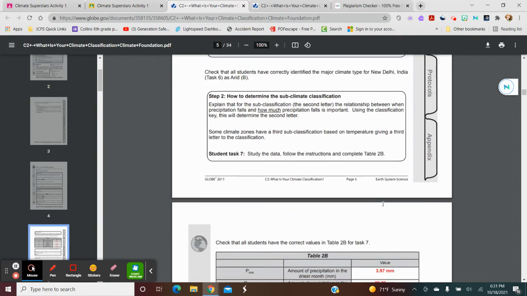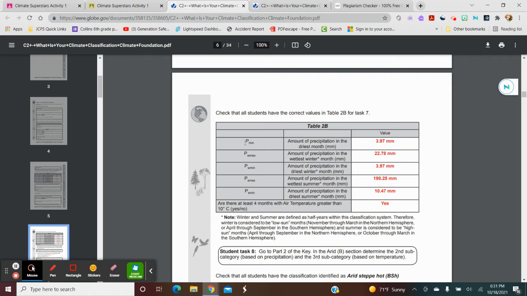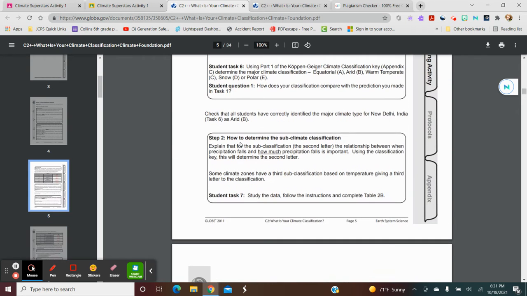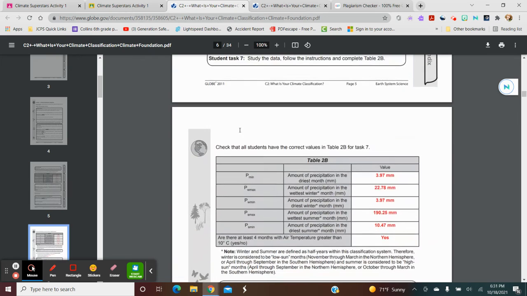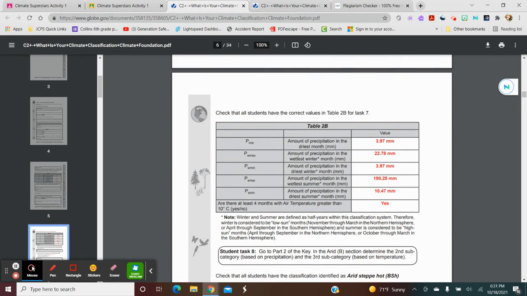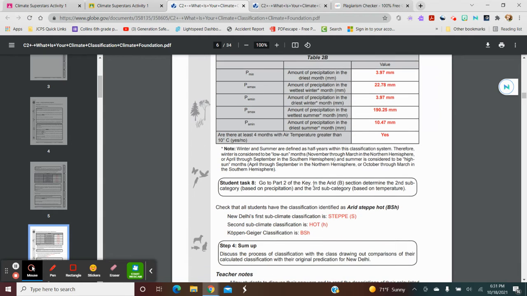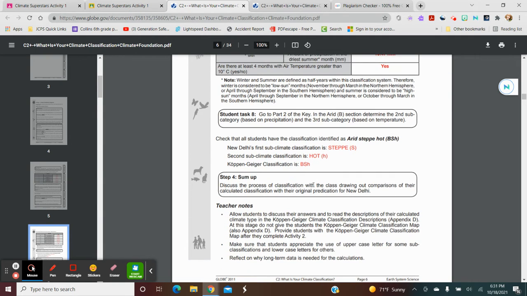So then you would come down here, and we have more. We have P, which was what? P was precipitation. And so you come through here, and we have the amount of precipitation in the driest month, the amount of precipitation in the wettest winter, the precipitation in the driest winter, and it goes on through that. I'm going to need to find that information out.